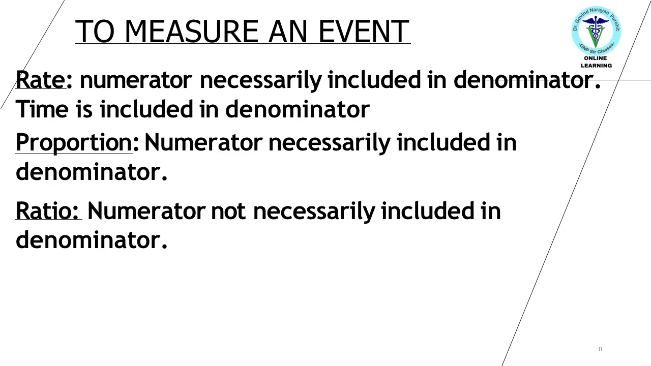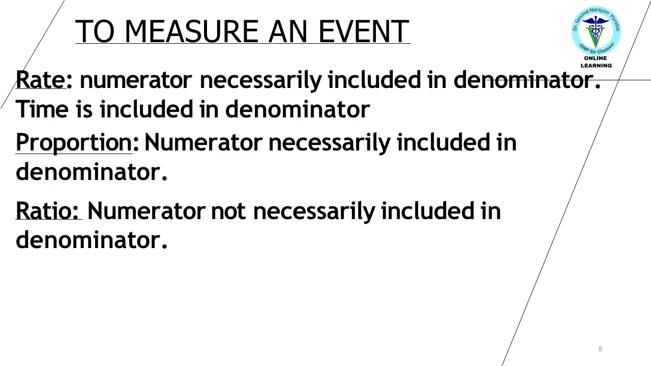Proportion. Definition: a type of ratio where the numerator is a part of the denominator. It expresses the fraction of a population that has a specific characteristic or condition. Key features: numerator, number of individuals with the characteristic or condition; denominator, total number of individuals in the population; expressed as a fraction, e.g., 0.25, a decimal, or a percentage, e.g., 25%.